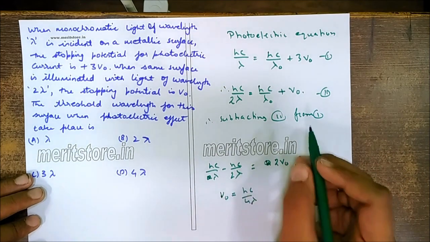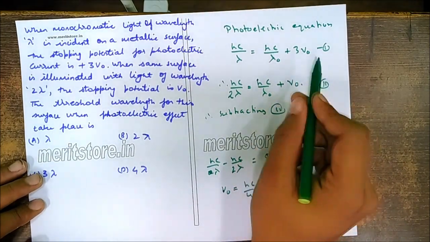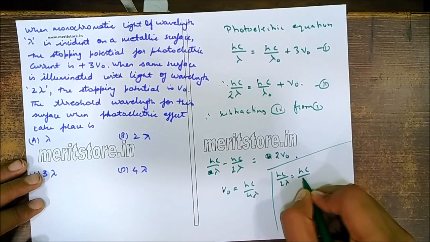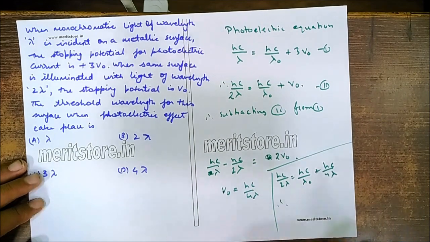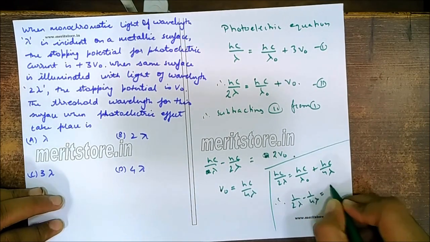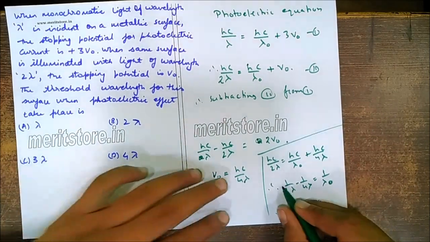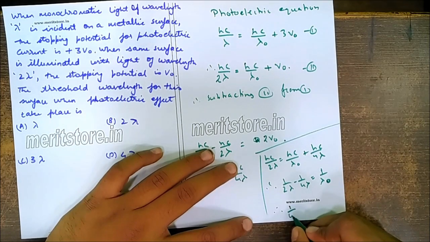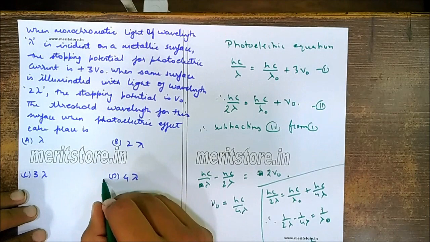I can substitute in either of the equations, and substituting this V naught in equation number 2, because I did not have to multiply it with 3. So I can say Hc by 2 lambda is equal to Hc by lambda naught plus Hc by 4 lambda. So Hc will get cancelled. I'll take 1 upon 2 lambda minus 1 upon 4 lambda is equals to 1 upon lambda naught. So therefore this becomes 4 minus 2 is 2 upon 8 lambda, it is 1 by 4 lambda equals to 1 upon lambda naught. Therefore lambda naught is 4 into lambda. Option D.